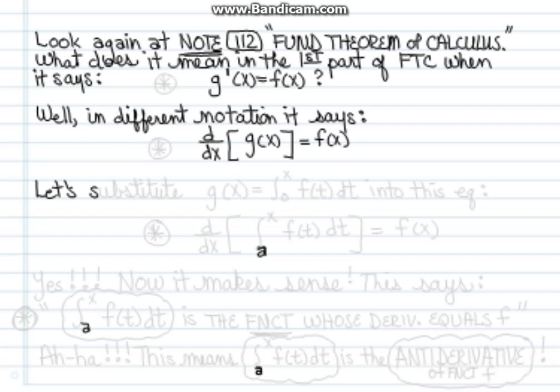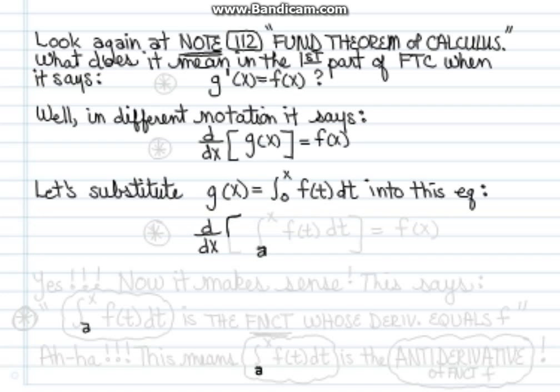Okay, well, let's substitute what we know. We know that g of x is defined to be equal to the integral from a to x, not 0 to x, but a to x of f of t dt. In this particular equation, we'll go ahead and substitute the integral from a to x of f of t dt. Then we'll get d/dx of the integral from a to x of f of t dt is equal to f of x. Yes, now it makes sense.